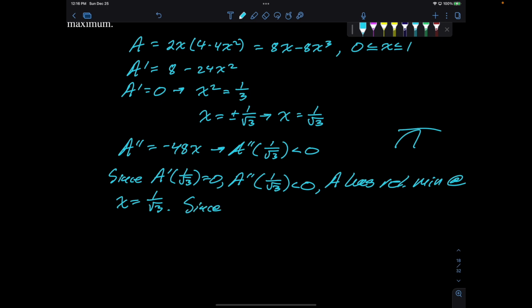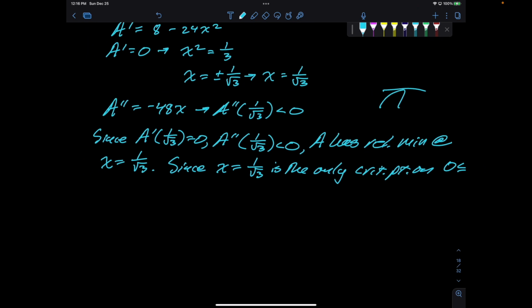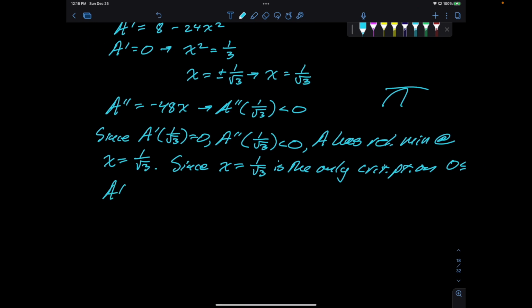And then since it's the only critical point, that doesn't look like a 3 at all, is the only critical point on 0, 1, A of x has absolute maximum. Do you see how I wrote minimum? What is this garbage? Get out of there. This should say maximum. Maximum at x equals 1 over root 3. Okay.